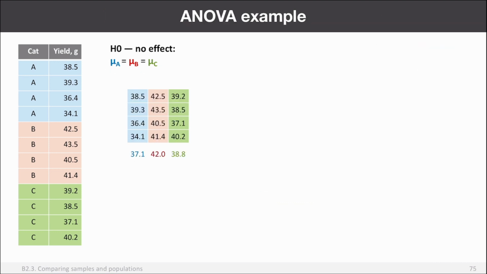Okay. Now let me show you the calculations. Let me show a particular example. I simply took all these numbers. You can see these values are here, these values are here, and these values are here, right? Now I compute the average. You can check me if you want. You can compute the average of all these four values. You will get 37.1. The average of these values will be 42 and 38.8 for the green ones.